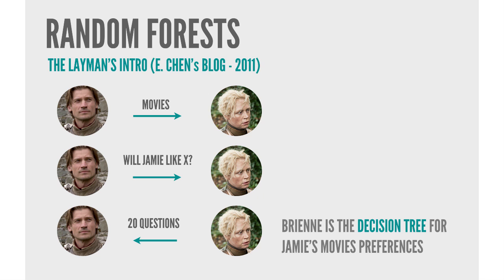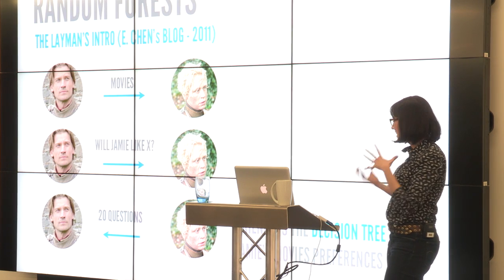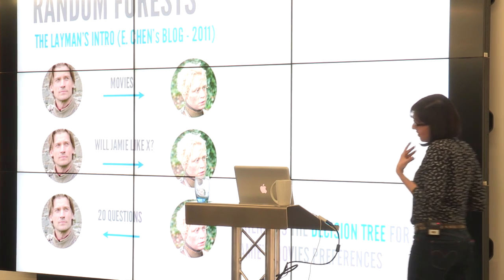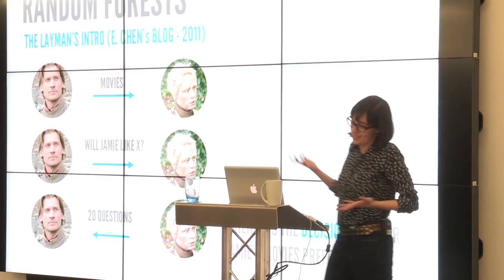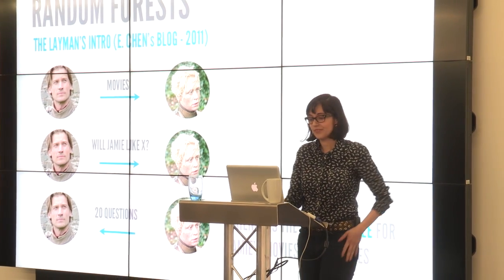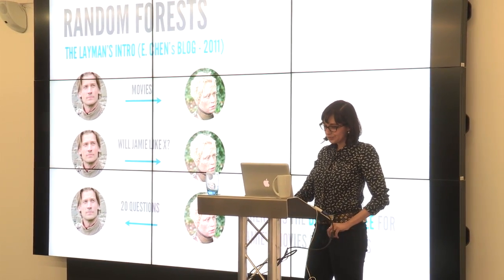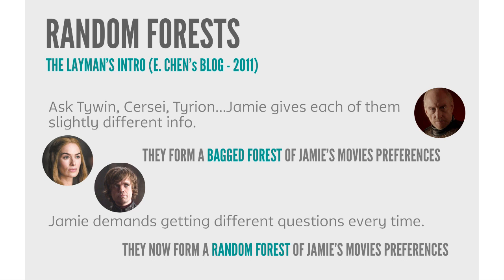So in this form, Brienne is pretty much the decision tree for Jamie's movie preferences. These 20 questions are pretty much the different nodes of your decision tree. And then at the end, given these 20 questions, she might be able to tell Jamie, yes, you will like this, or you will like it like that.